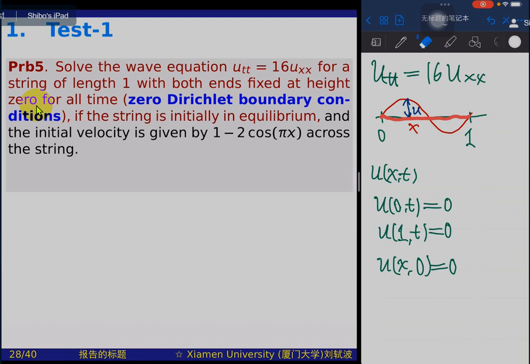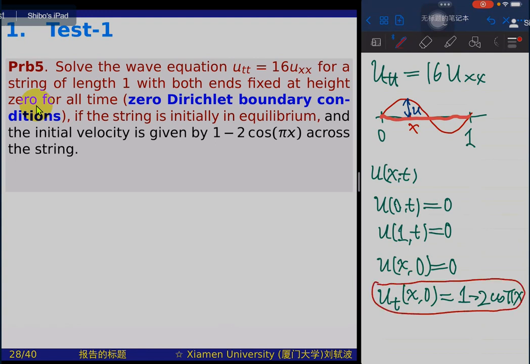So what is the initial velocity? Since u is the displacement, the partial derivative of u with respect to t gives you the velocity. Now, the velocity at the point x and at the initial moment, that is t equal to 0, is given by the function in the problem, 1 minus 2 cosine pi x. So this is the initial velocity.